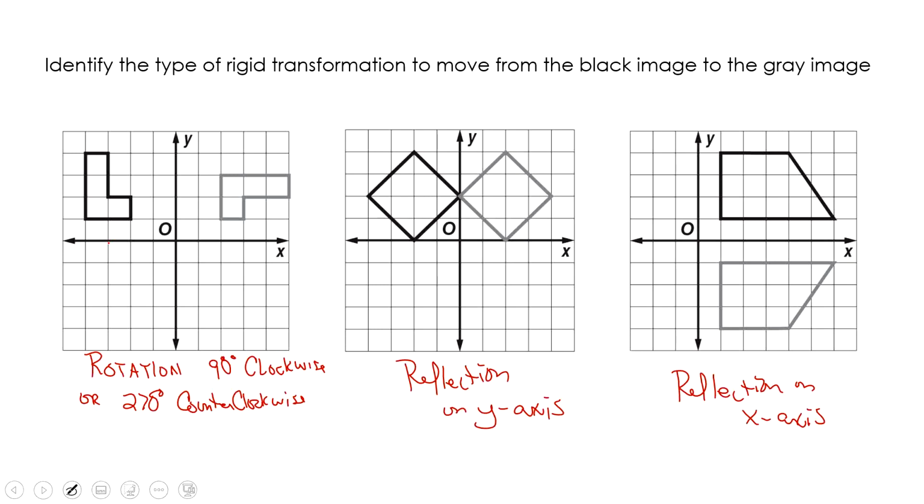Second one, sorry, reflection over the y-axis. We see the points on the y-axis didn't move, so that's the y-axis. And then the third one was a reflection over the x-axis. Does that make sense to everyone? Does everybody see that? Awesome.